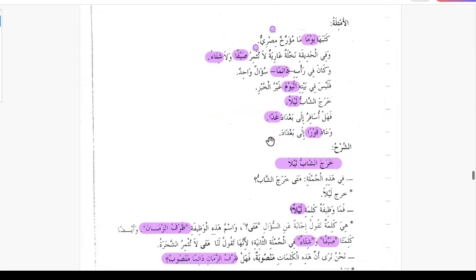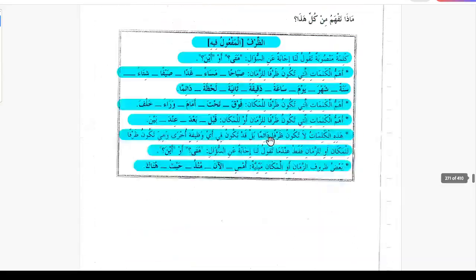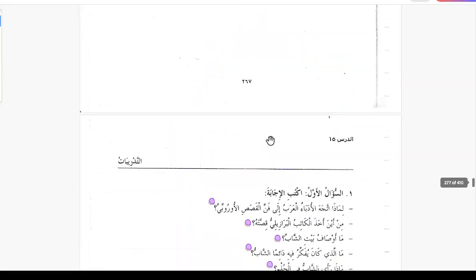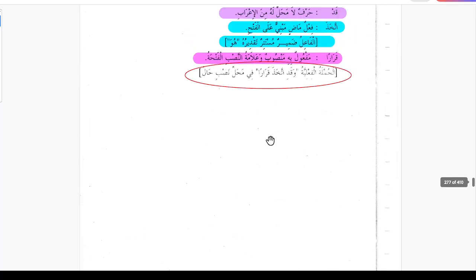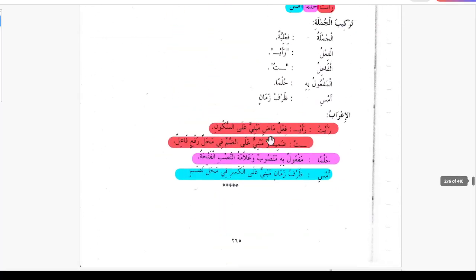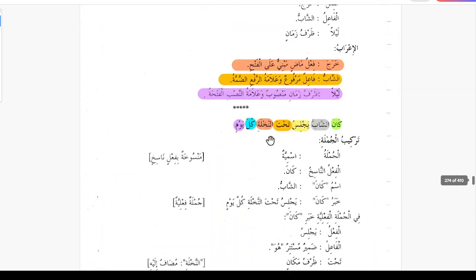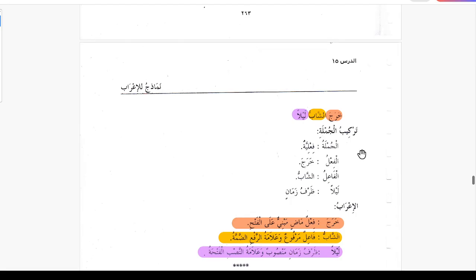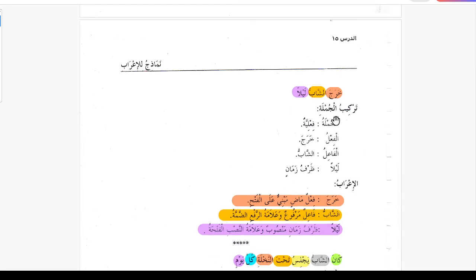Now we studied these concepts. Before we do the exercises, I think we need to do these i'rab also. Namadhijul li-l-i'rab. Okay, let's do some i'rab. Kharaja ash-shabbu laylan. The young man left at night.